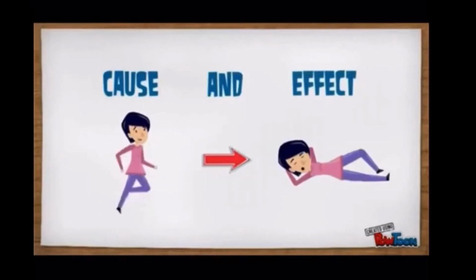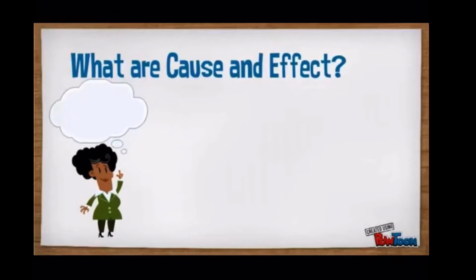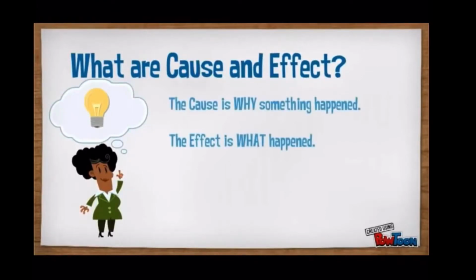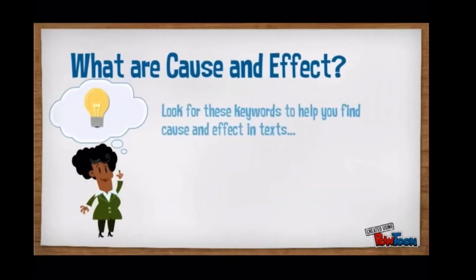Today, guys, we're going to be talking about cause and effect. Now, you might be thinking, what are cause and effect? Well, the cause is why something happened, and the effect is what happened. The cause happens first, but it doesn't always come in the first part of the sentence or the text.